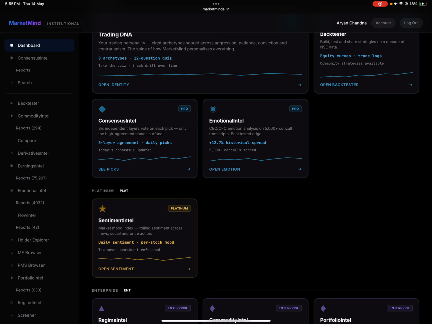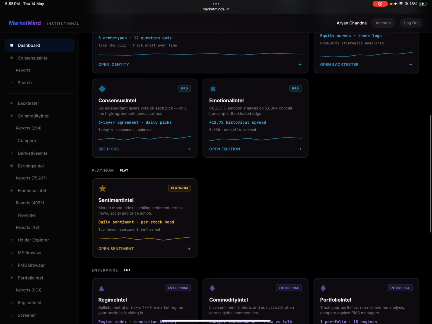What they do is, emotional intel looks at the emotions of management and what sort of stuff they're pointing towards, which they might be saying directly or indirectly. We use AI models for these, so we find out hidden shifts in management tone, stuff like that. And the top and bottom quintiles actually show a 12% spread.